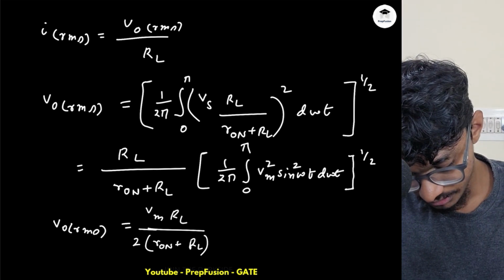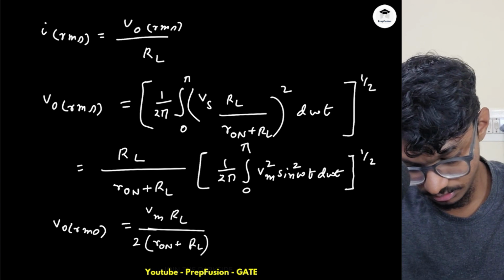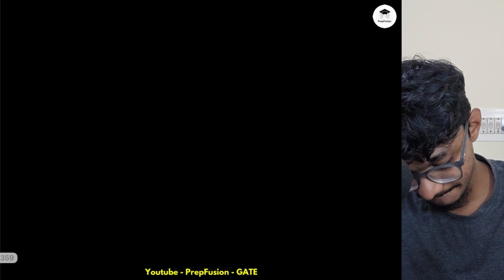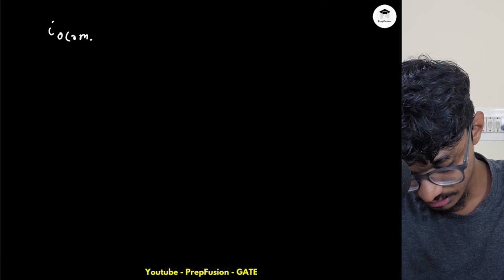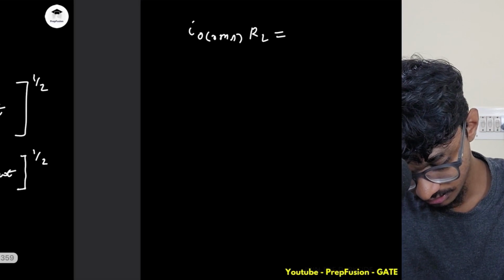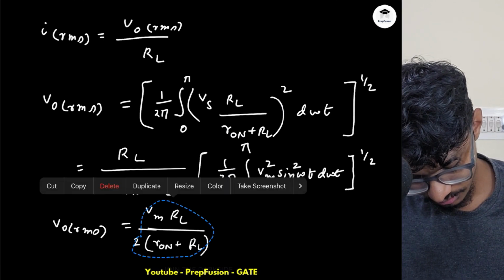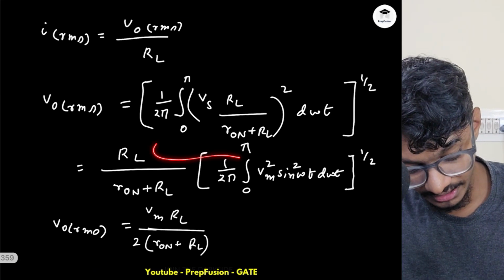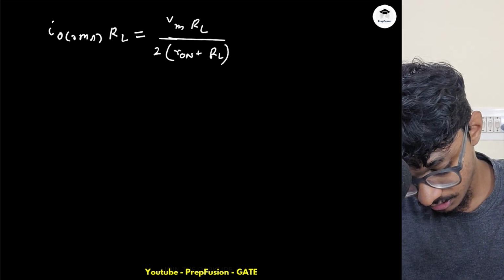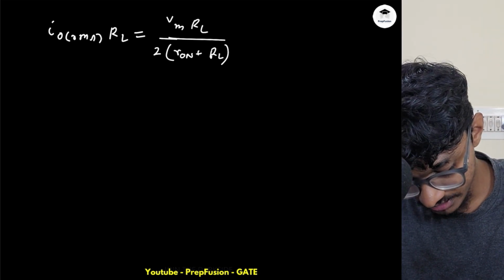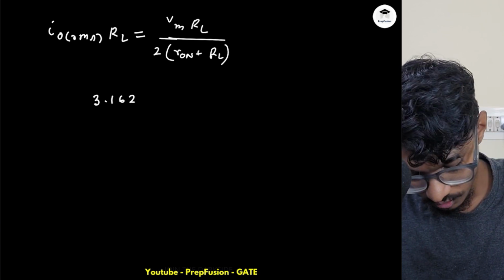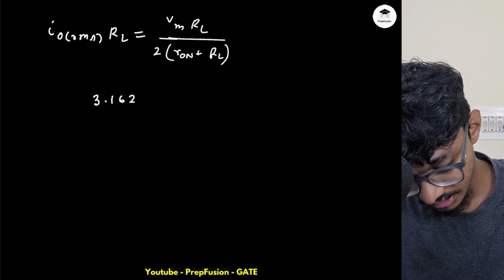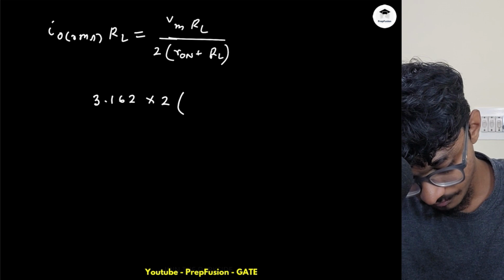So what is VO RMS? VO RMS I can write as IO RMS into RL equals this value. I will just copy and paste this, Vm by 2. Many educators directly write this, they don't derive, but still I derived it. So this will get cancelled, and IO RMS I already know, that is 3.1627163 or whatever. RL will get cancelled, and this will be 2 into 1 plus RL.